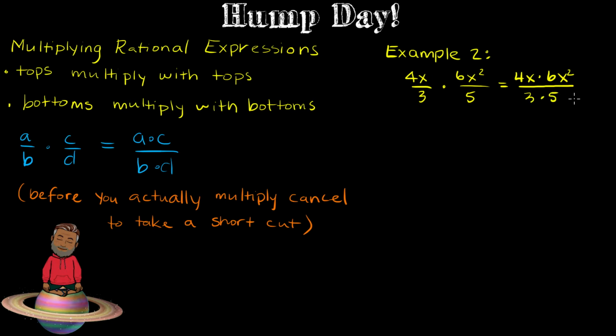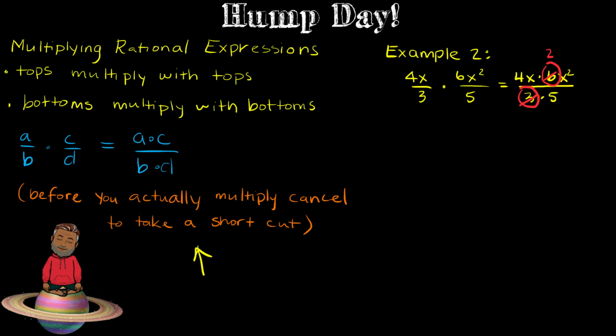Now before I actually multiply the 3 and the 5 and then the 4x and the 6x to the power of 2, I'm going to focus on what it says over here. I am going to try to cancel. This is going to give us a shortcut here. When I look at this, you'll notice that the 4 has nothing in common with 3 or 5, but the 6 can actually simplify with the 3 that's right over here. So I'm going to go ahead and cancel that 3 with this 6, and the result is going to be a 2. So there's still a 2 left over where the 6 was.